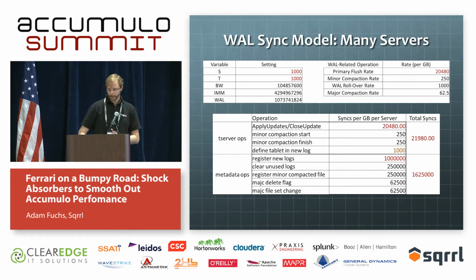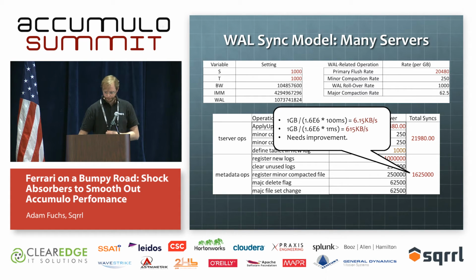So that's fine. That's not unreasonable. The primary flush rate in that case really increases a lot, because instead of our batches being sent to one tablet server from the client, now we're sending those batches to 1,000. So our batches get a lot smaller, and we do a lot more of the secondary operations there.